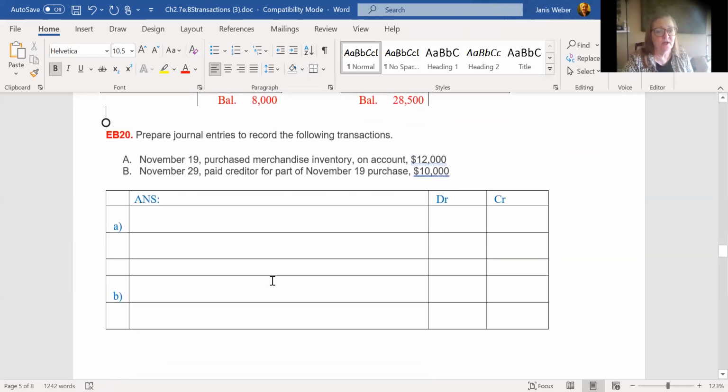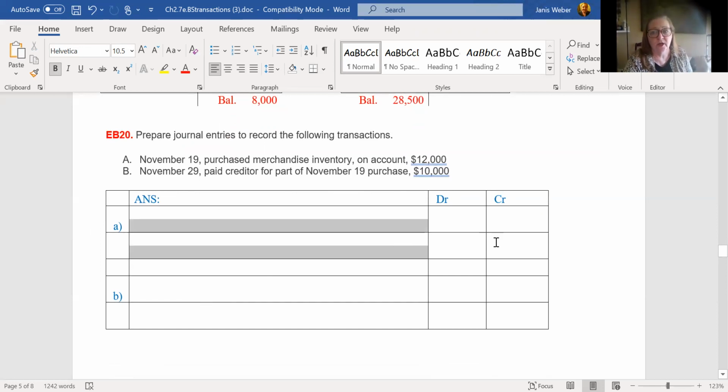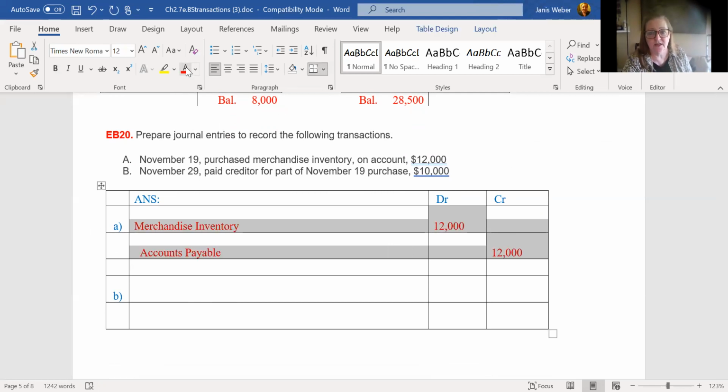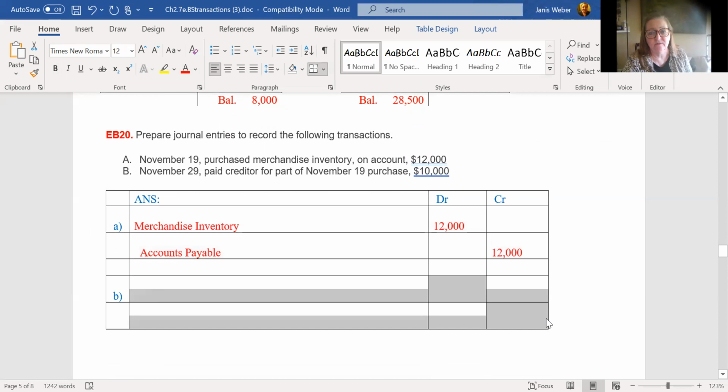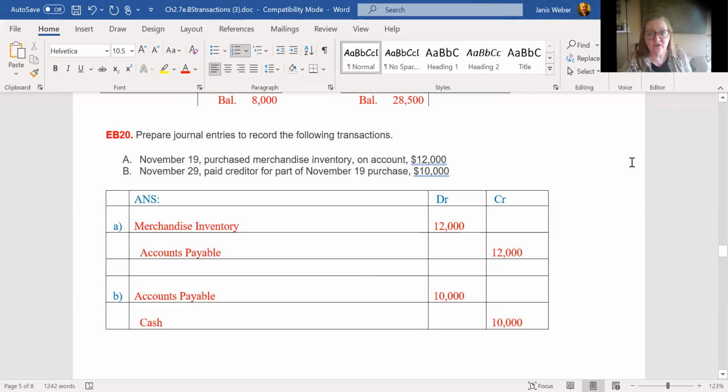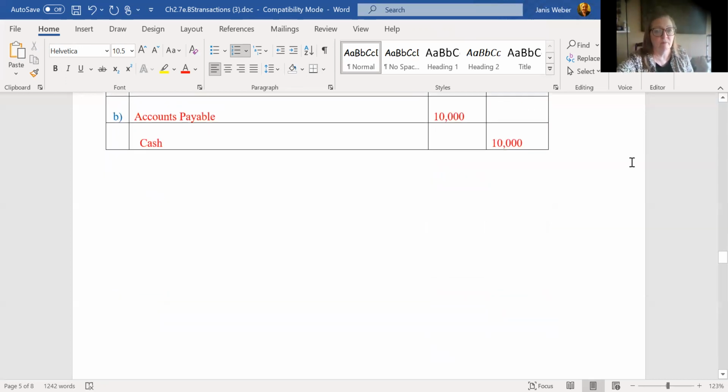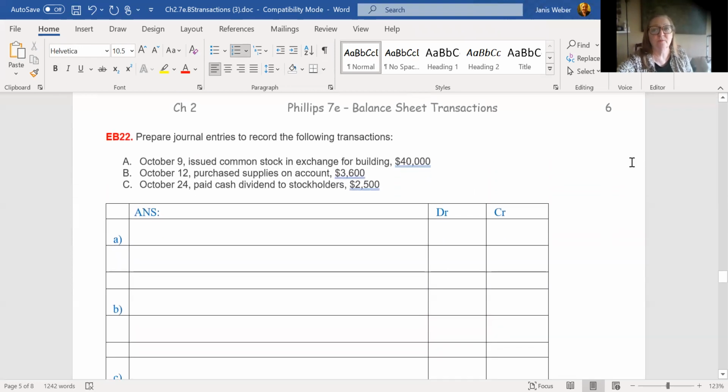Okay, now the next one, it wants journal entries on November 19th for a purchase of inventory on account, $12,000. So you're increasing the asset, you're increasing the payable. Then it wants us to pay the creditor $10,000. When you pay something, your cash account's going to be credited. And when you decrease an accounts payable, it's going to be a debit because accounts payable is normally a credit balance account.